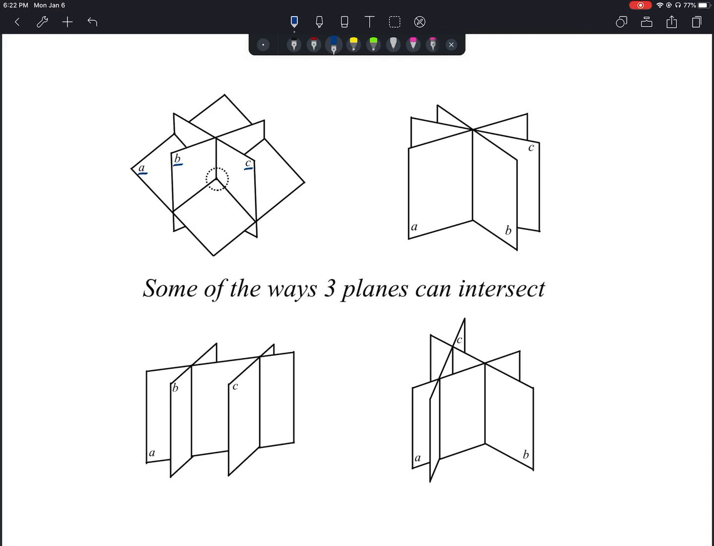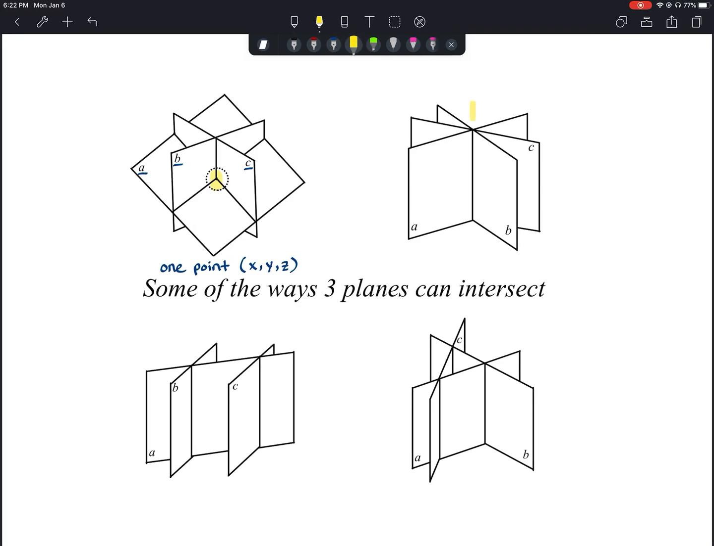So this first example on the top left, you see I have planes A, B, and C, and they intersect at exactly 1 point. So 3 planes can intersect at exactly 1 point, and that's an ordered triple, x, comma, y, comma, z. But there are other cases here.